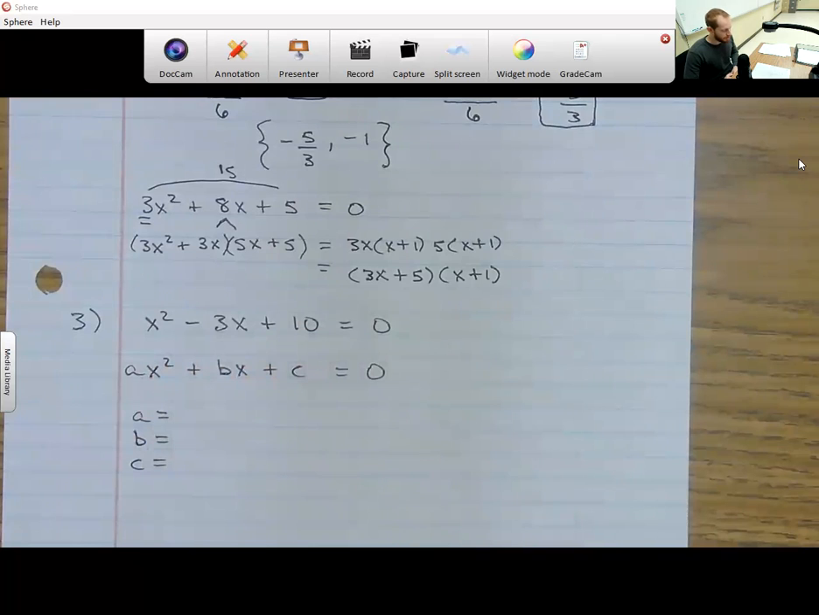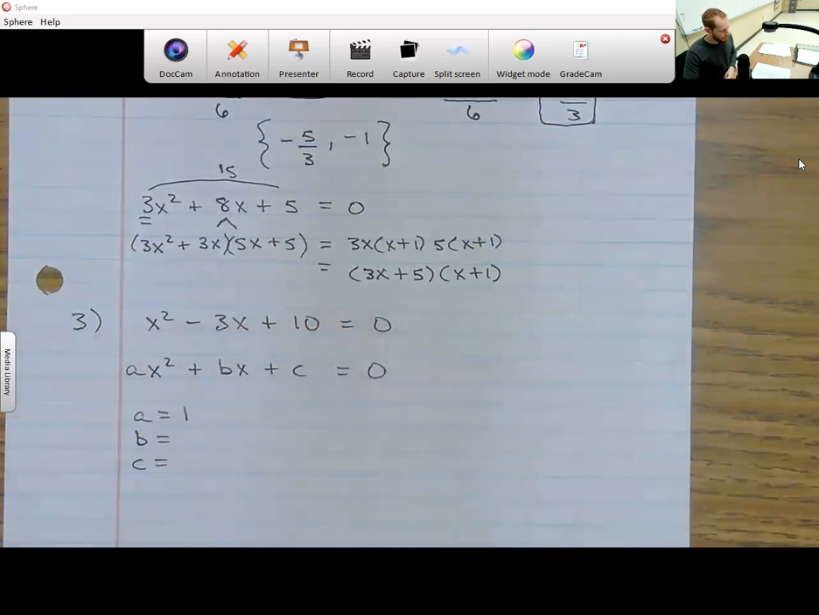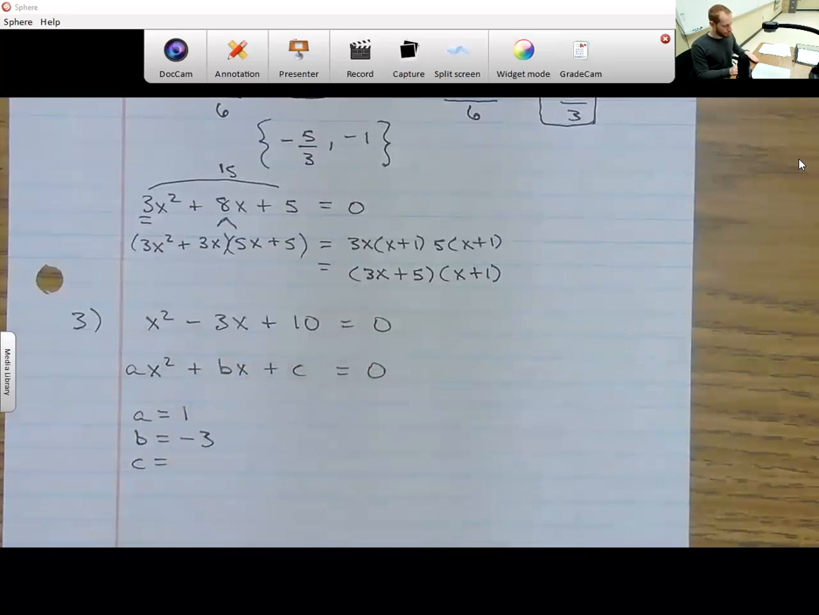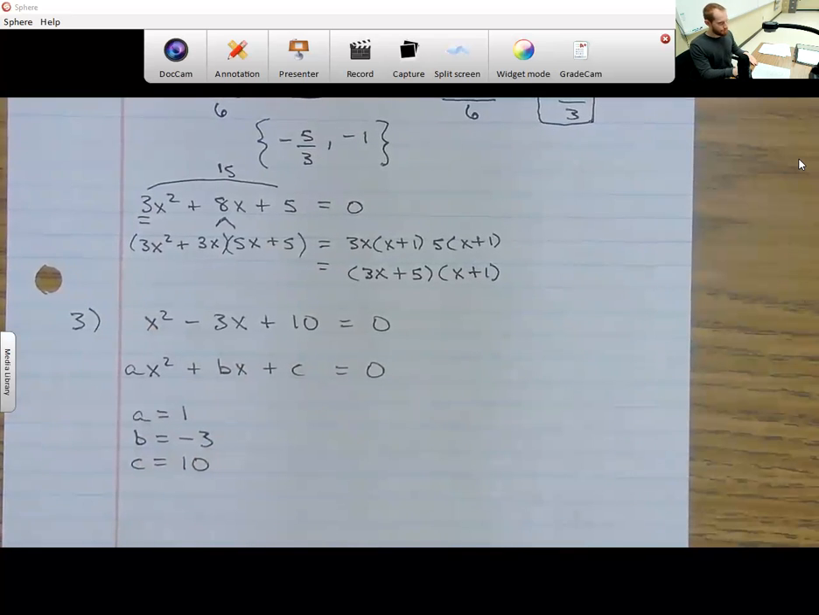Now, a is always going to be the number in front of the x squared. Since there is no number in front of the x squared that we can see right now, we're going to assume it to be 1. So a is going to be 1. B is always going to be the number in front of the x. And since it's negative, we have to write a -3. Since we got that minus out in front, right? And then the 10 is positive, so that's going to be C. C is going to be a positive 10.